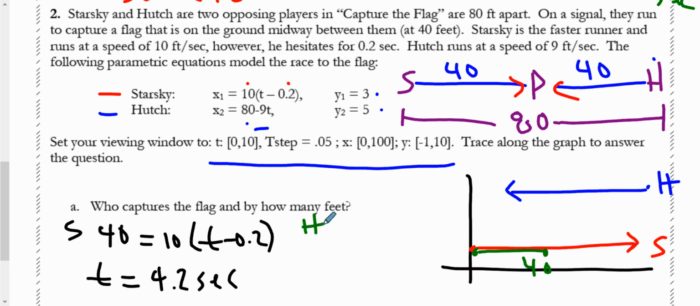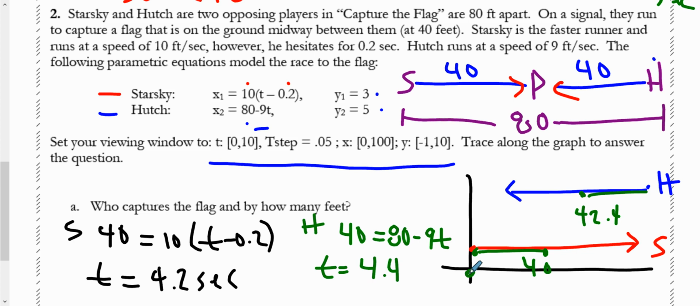So for Hutch, we've got the 40, and that's going to be equal to 80 minus 9t. And we end up solving that, and we get t equals 4.4. Now, when you're at 4.4, you'll notice that when you graph it, it ends up putting him right there. Now, it labels this as 42.4 because we're talking about a distance from this point, which we'll call the origin. So from here to here, that's 40. And we go a little further, and that would be 2.4, which is 42.4.